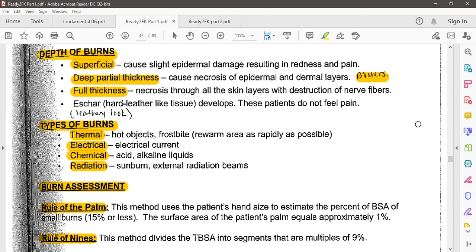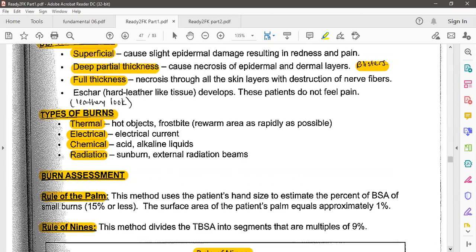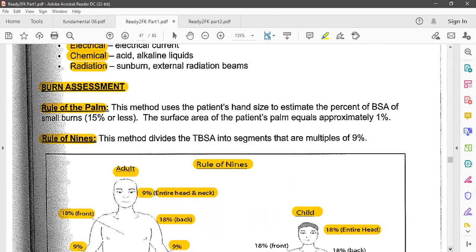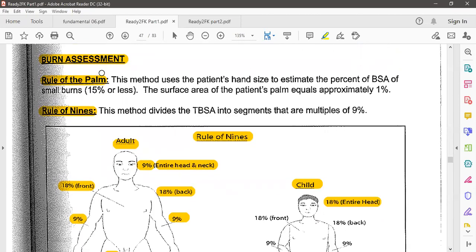So now go next. Here, how we assess the burn. We call it how to measure how much percentage is involved in the patient. We use two formulas, what's called the rule of thumb or the rule of 9. Here we are going to focus on the rule of 9.